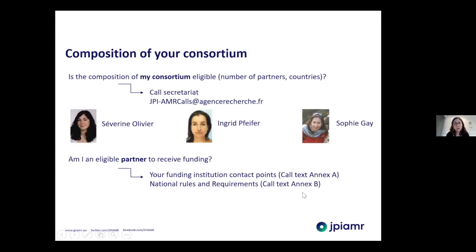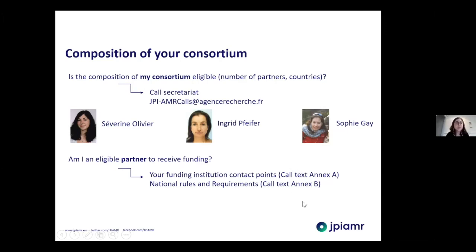If you have any question about the eligibility of your consortium, you can contact, of course, the call secretariat that is handled by ANR. So we are 3 with my colleagues Sophie Gay and Ingrid Pfeiffer. And if you have any question, you can email us with our generic email address. That is JPI-AMR calls@agencerecherche.fr. And we will also monitor the evaluation process.